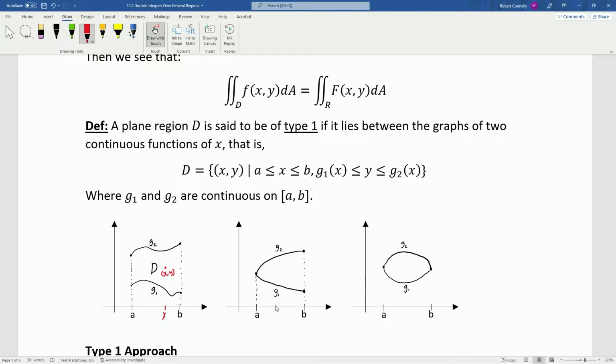So same thing here, right? Got some x, there's a y value, and that y value will be strictly between the two curves' values at that point x. So here's another one of these regions. So again, these regions of type 1, x is fixed between 2 points, and y is stuck between two functions of x here.